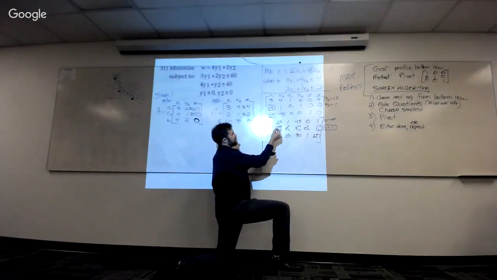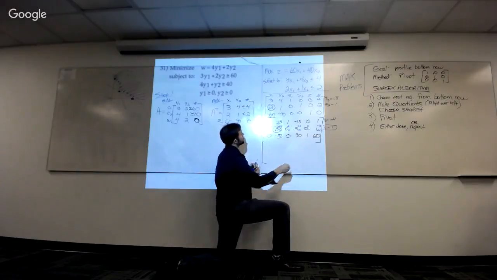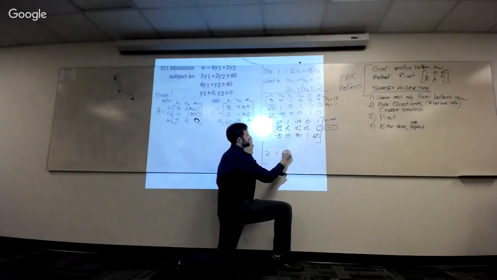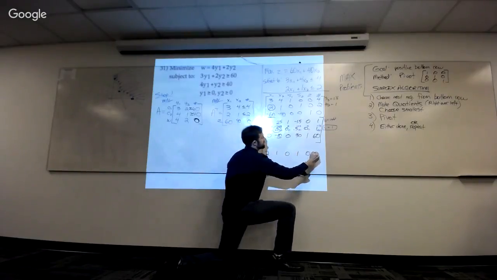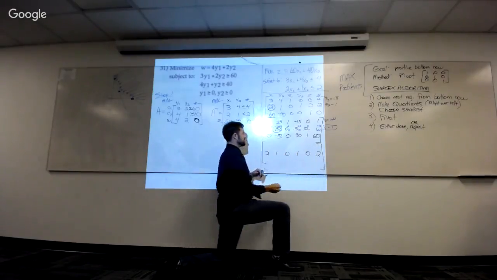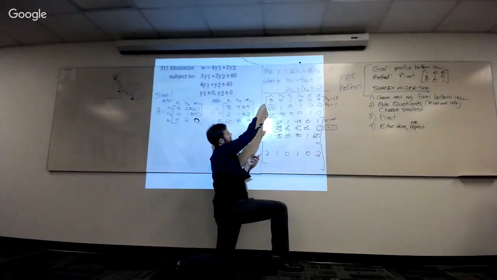So we want to turn that 0.5 into a 1. We just multiply that whole row by 2. So then we'd have 2, 1, 0, 1, 0, 2. You'll notice that row is back to what it started as.